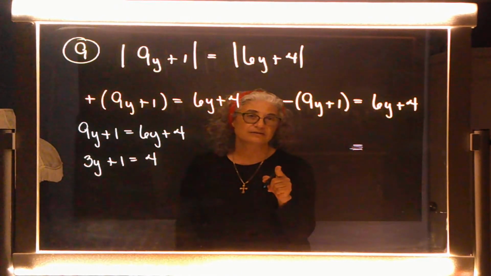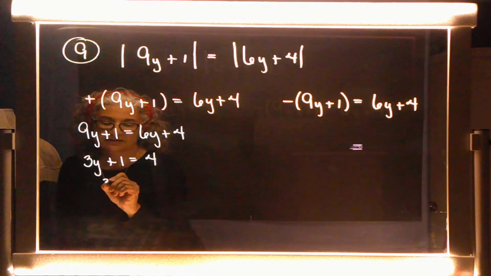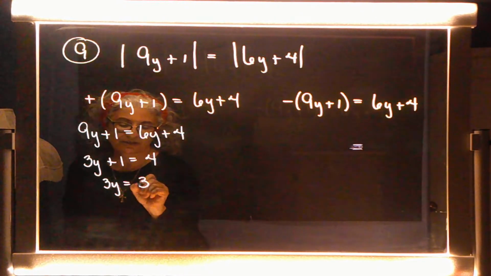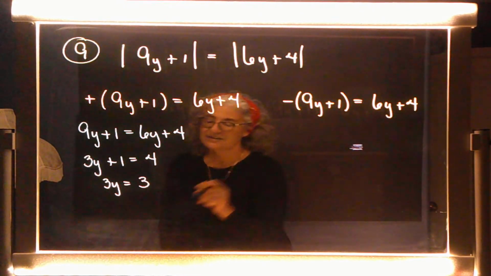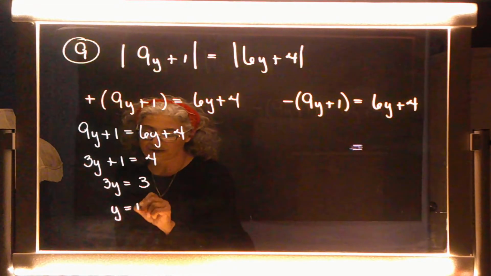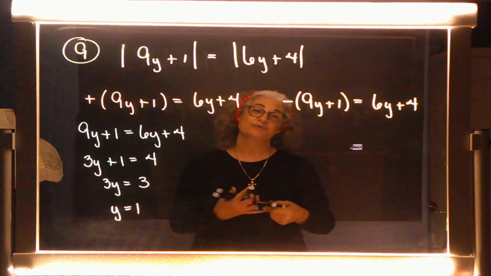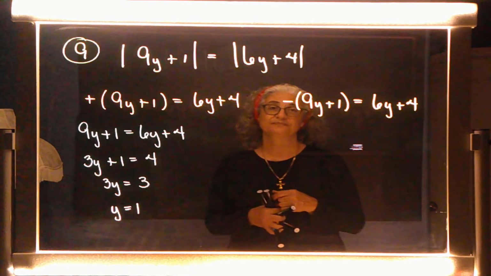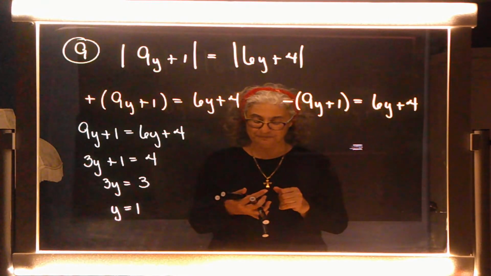Then what? Minus the 1 on both sides. Leaves you 3y equaling 3. Then divide both sides by 3. So on this equation, I get y equals 1. Cool? Okay, let's look at this one.